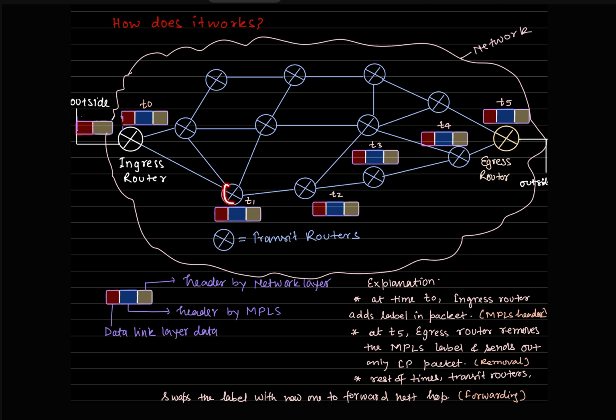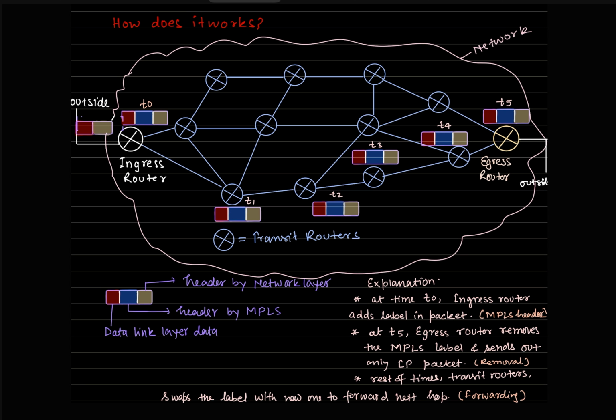These are the intermediate routers through which the packet traverses to reach the destination, and this outer router is the egress router. This router will remove the MPLS header and send back the original packet, the same one we got earlier. So the same packet will get out from this network, right? The router which removes the MPLS header we call the egress router.